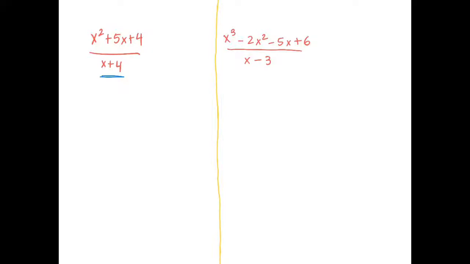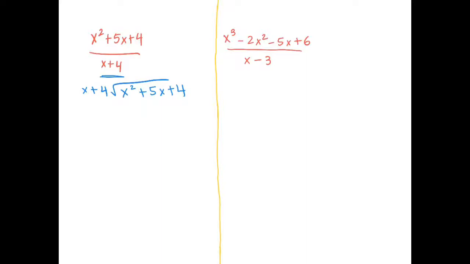Now, let's take our first problem, which is x squared plus 5x plus 4 divided by x plus 4. Now what we have to do is set this into long division format. So we'll do x plus 4 divided by x squared plus 5x plus 4. So that's our equation. Now let's go ahead and solve this.